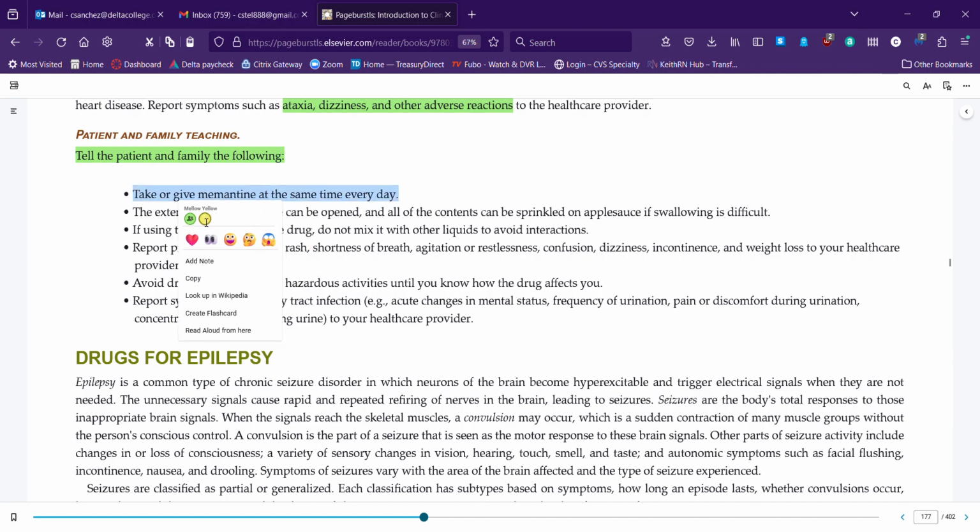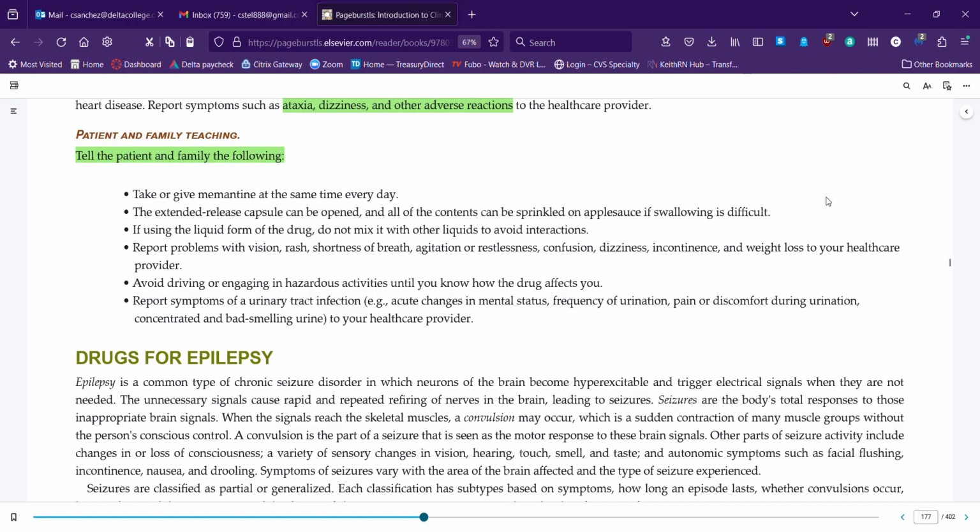So things we want to teach our patients: we want to tell them to give the medication at the same time every day. Also, the extended release capsules can be opened and the insides can be sprinkled if there is difficulty swallowing, but we just want to make sure they don't crush anything that's inside of the capsule, okay? Also, if they're using liquid, we don't want to mix it with any other liquids to avoid interactions.